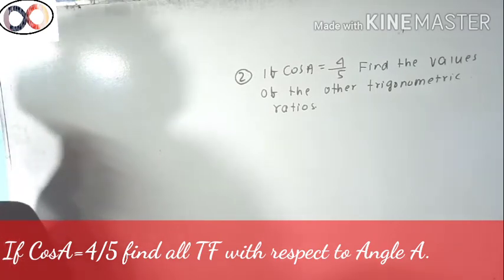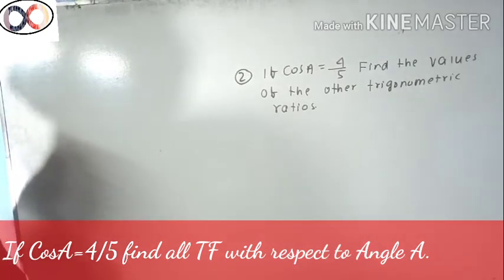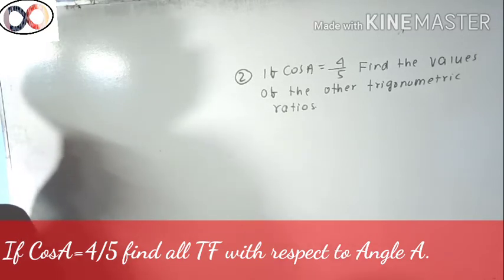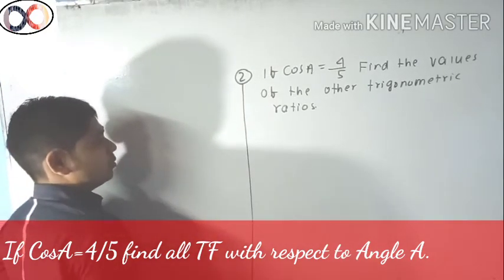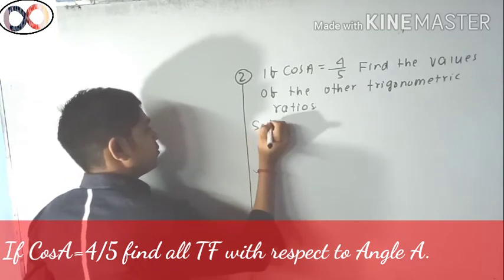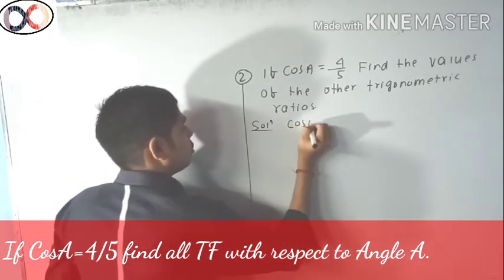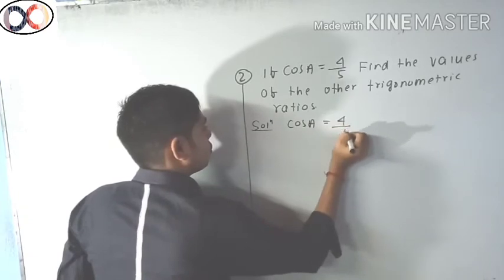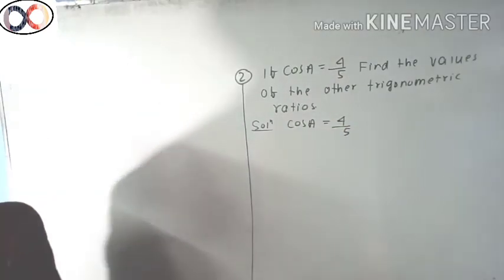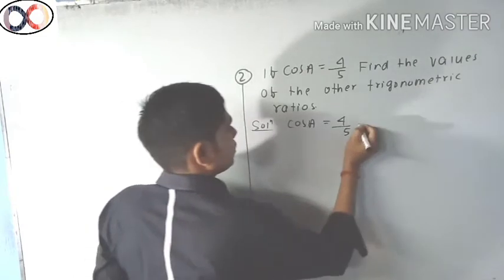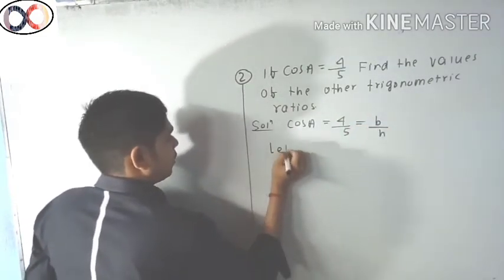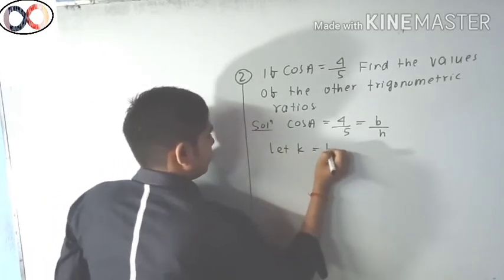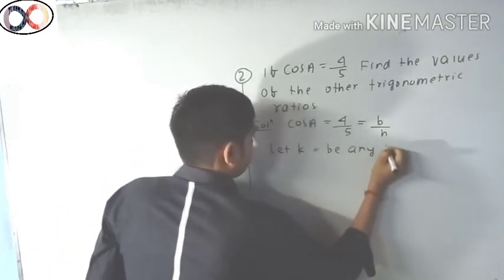What you have to do in this is find all the other trigonometric ratios. One trigonometric ratio is given and you need to find 5 trigonometric ratios. First of all, we are going to solve that question. Suppose cos A equals 4 by 5, and that is B by H. Let K be any positive integer.